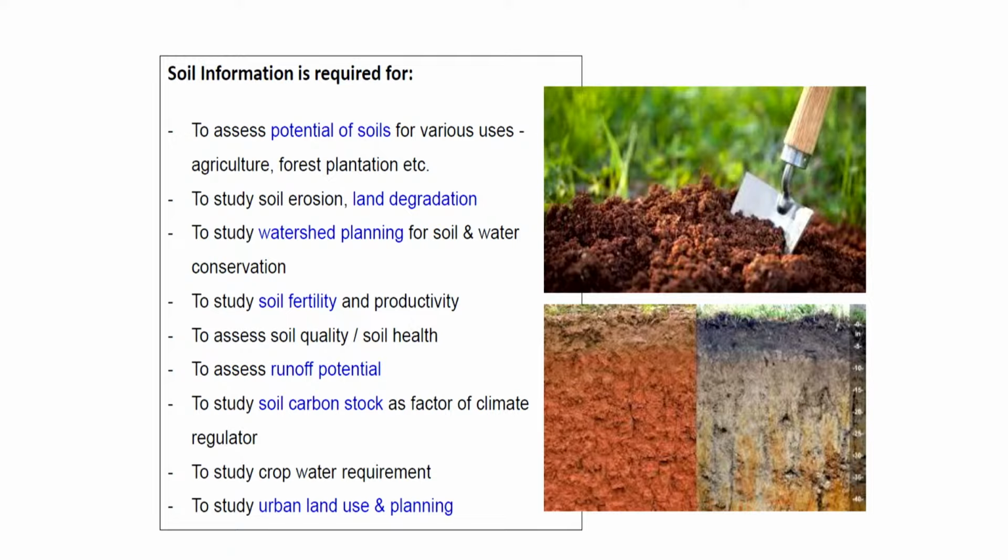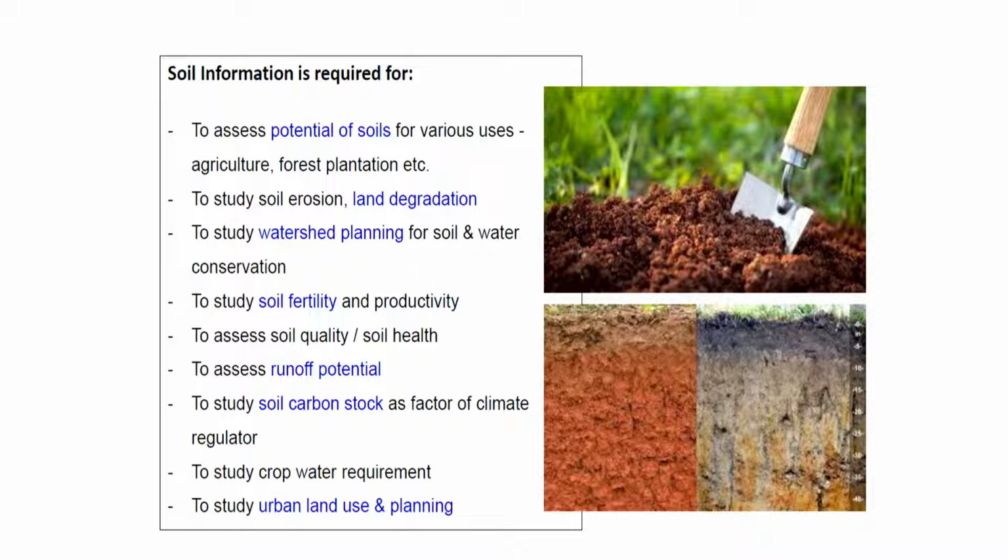Soil information is required to assess soil quality and soil health, and also to study climate change, such as how much carbon is stored in soil, which we know as the soil carbon stock. Soil also governs the crop water requirement, because soil holds the water. So for estimating crop water requirement, and also for urban land use planning, you can see there are various applications for soil information.